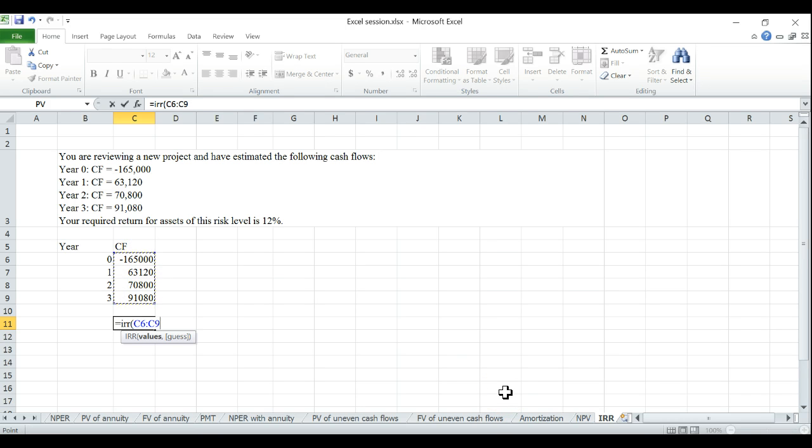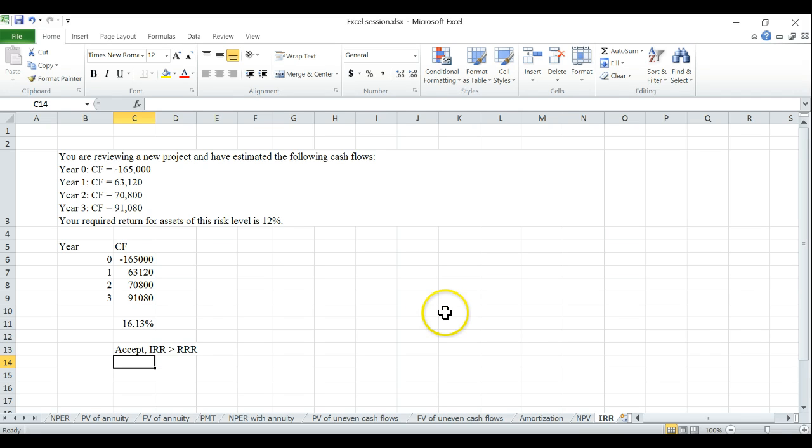This function takes care of the fact that your first cash flow is negative at time period 0, but NPV does not, unfortunately. So you just select all the values, including the negative cash flow at time period 0, close the parentheses, and press enter, and it will tell you that your internal rate of return is 16.13%. We will accept the project because the IRR is greater than the required rate of return of 12%.